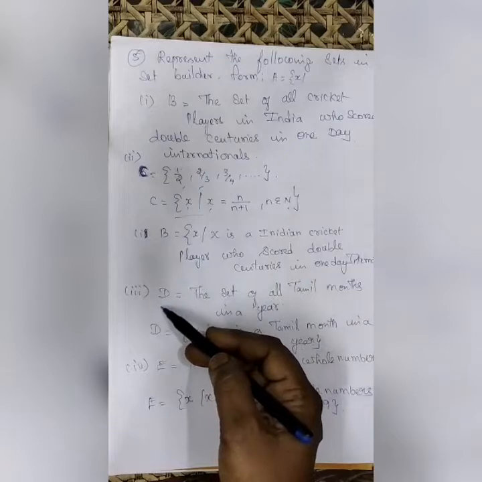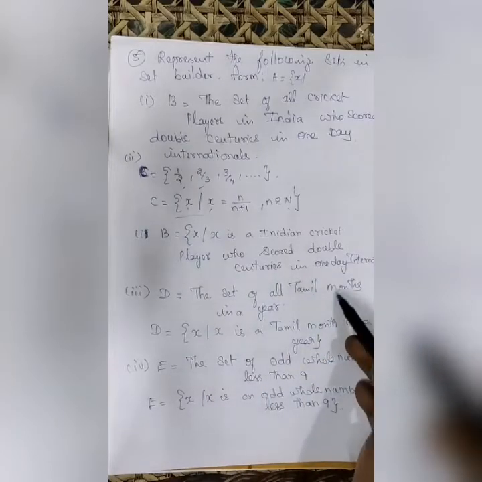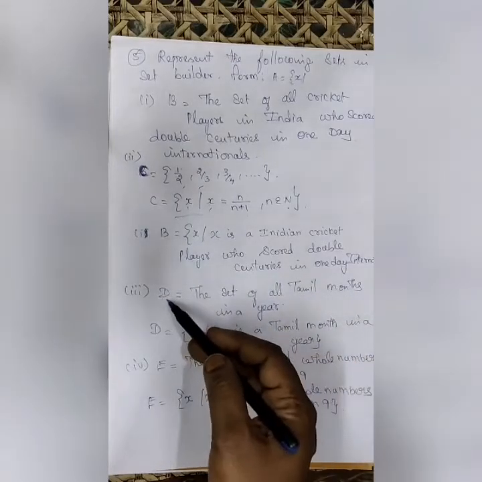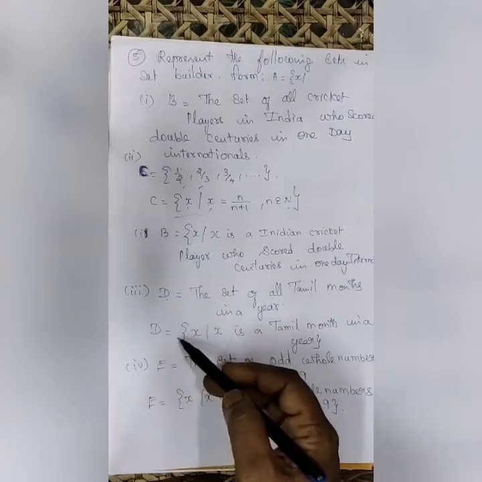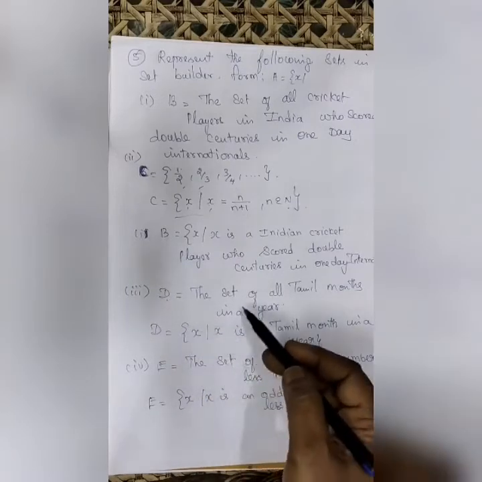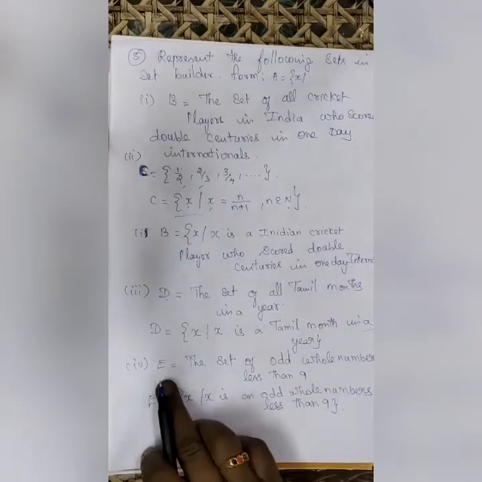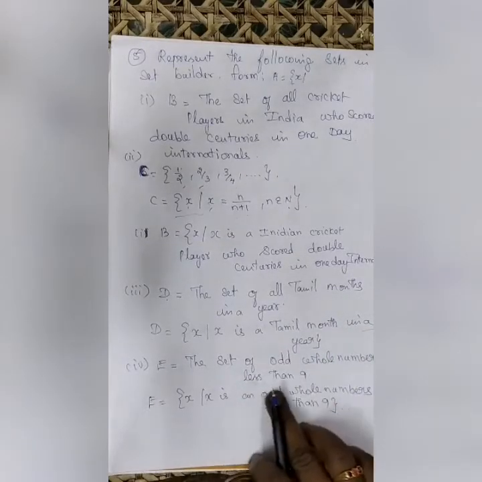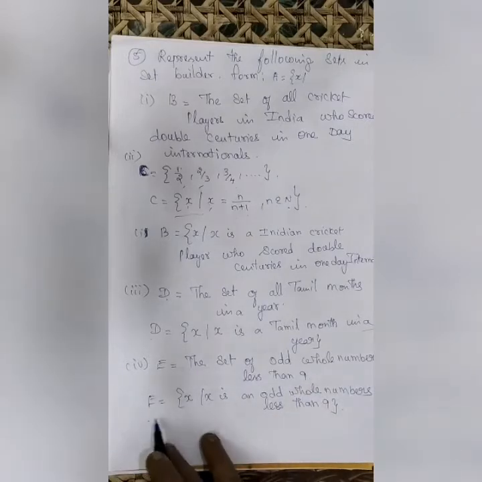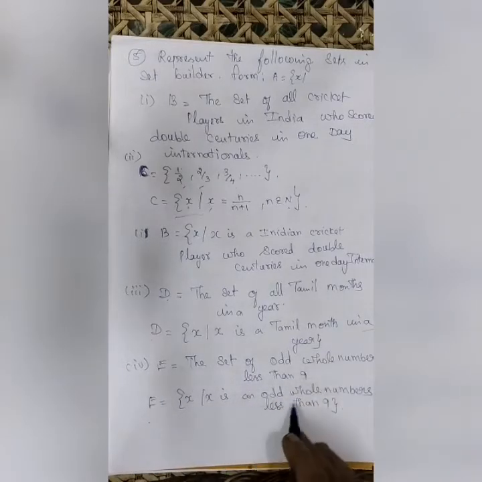And now the third sum is D equal to set of all Tamil months in a year. Already they have given the name for the set, so set D equal to set of all x such that x is a Tamil month in a year. Now fourth sum, E equal to set of odd whole numbers less than 9. So set E equal to set of all x such that x is an odd whole number less than 9.